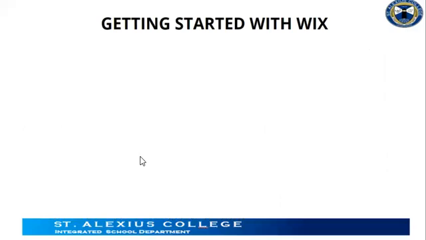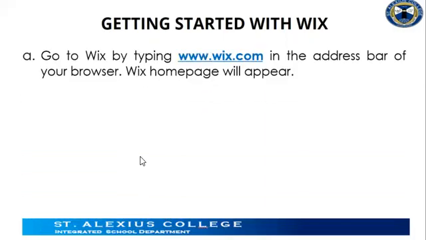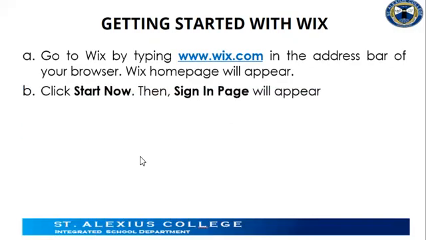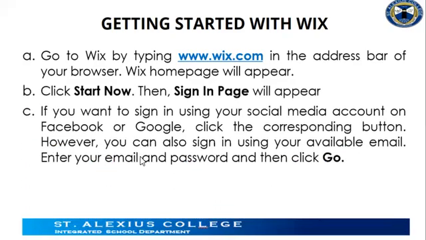Now, we have here getting started with Wix. How to create an account using Wix.com or the Wix application. The first thing that you're going to do is go to Wix by typing www.wix.com in the address bar of your browser, and the Wix homepage will appear. Then click Start Now, then the Sign In page will appear. If you want to sign in using your social media account, Facebook or Google, just click the corresponding button. However, you can also sign in using your available email.